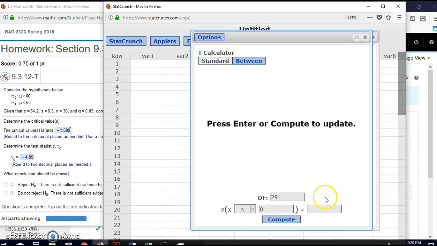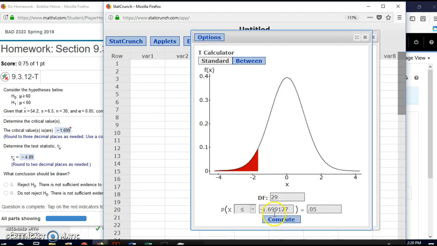If you put in alpha, which is 0.05, now this is a one-tailed test because it has greater than or less than. So it is a one-tailed test, and it's less than for the alternate. If it's less than for the alternate, less than is the left side. So let's look and see. So our critical value is negative 1.699. There it is.